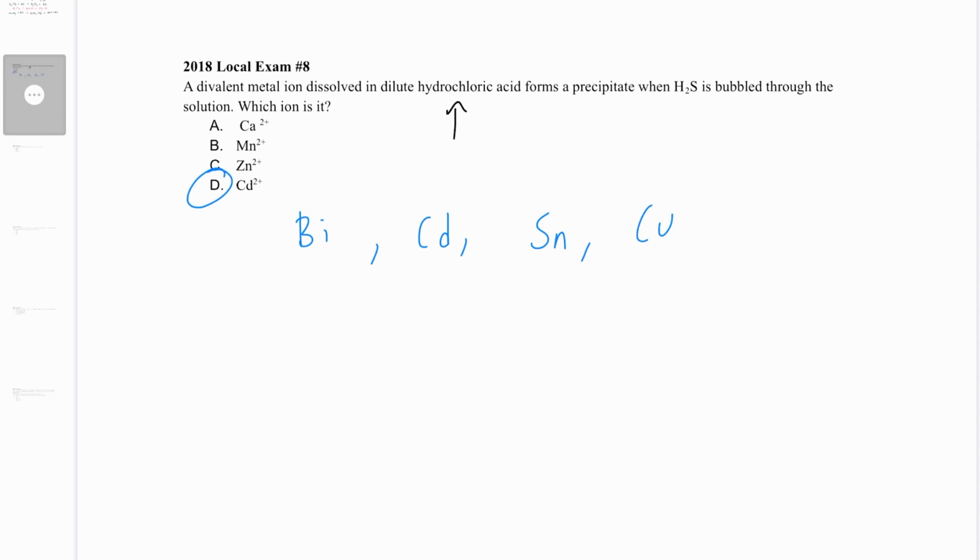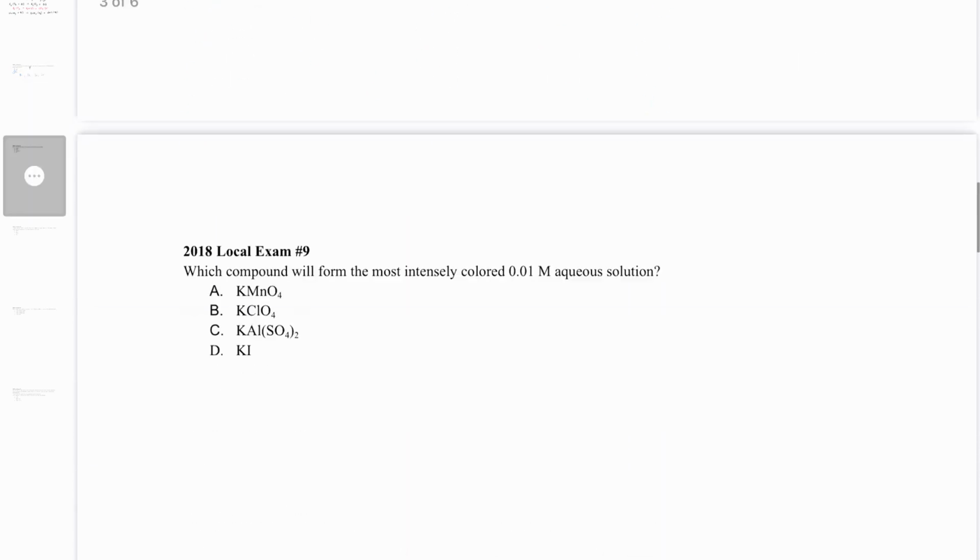So again, this is a technique in qualitative analysis where you can bubble H2S under acidic or basic conditions. In this case, we had acidic. If it was basic conditions, you would precipitate group 3 ions, and there's a whole branch of study based around this. All right, let's go to question 9.